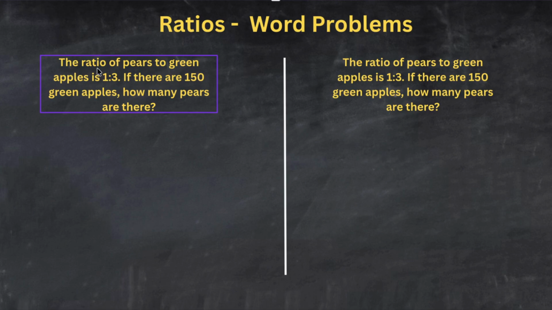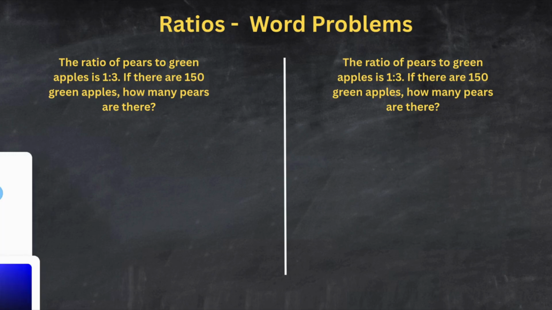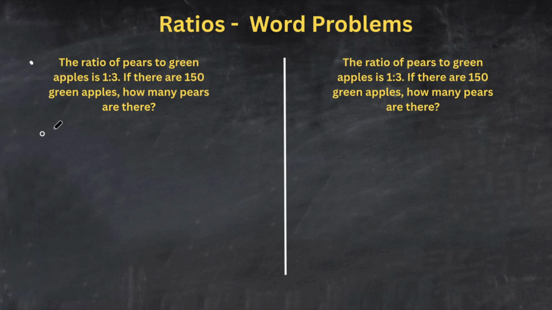Now, the question is, the ratio of pears to green apples is 1:3. If there are 150 green apples, how many pears are there, right? Now, as you can understand, what this means is that there are 3 green apples for every 1 pear, right?